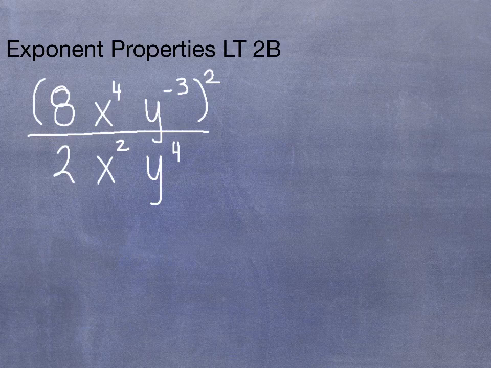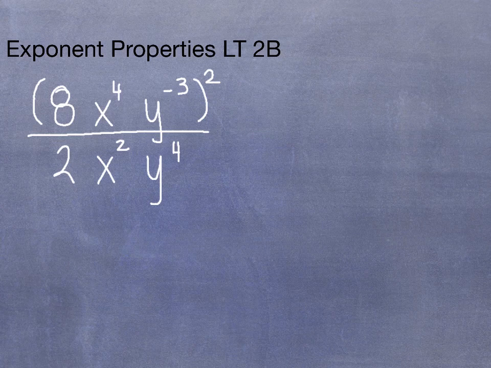Alright, we're still focusing on LT2B and exponent properties. When I look at this problem, I notice that my parentheses are only going to the numerator in my fraction. So that is super important. So now, with this process, we have to just multiply out that 2 that's up here.